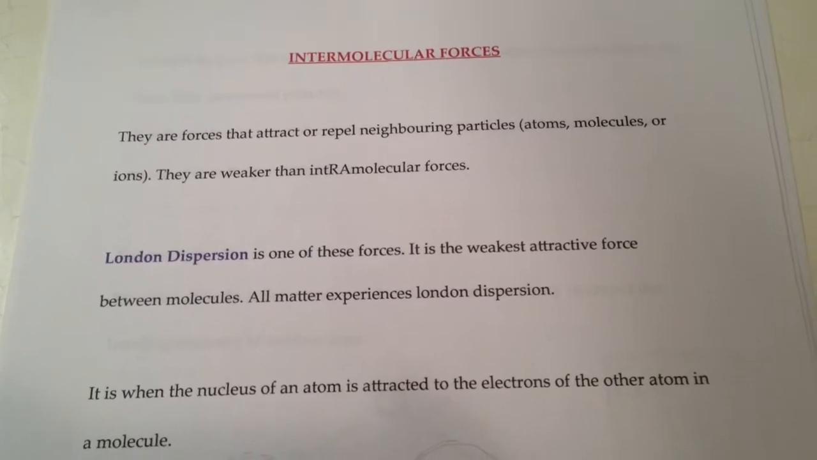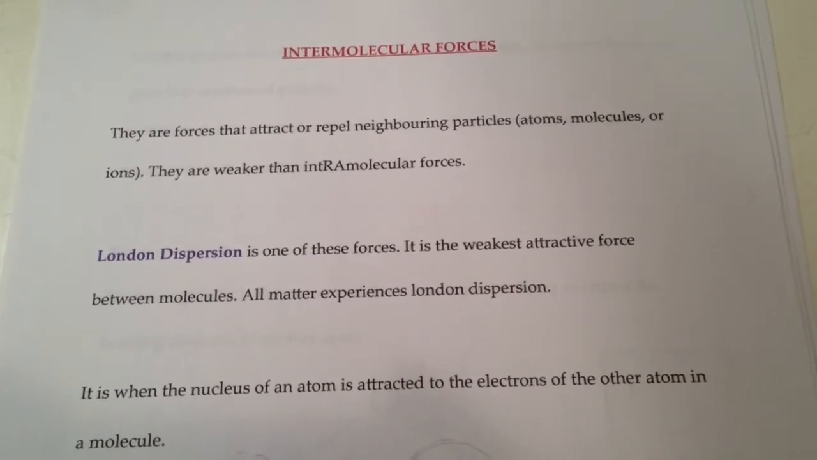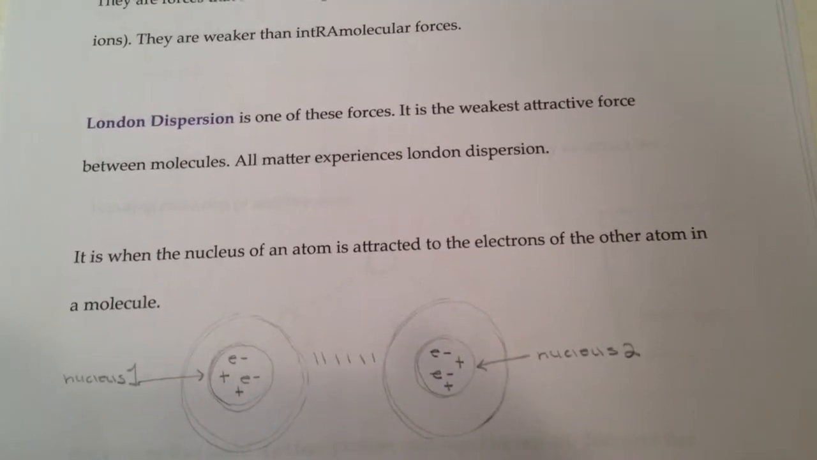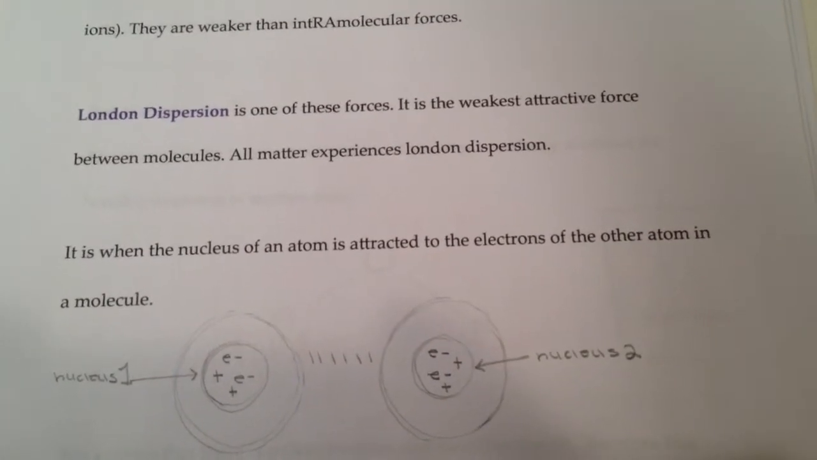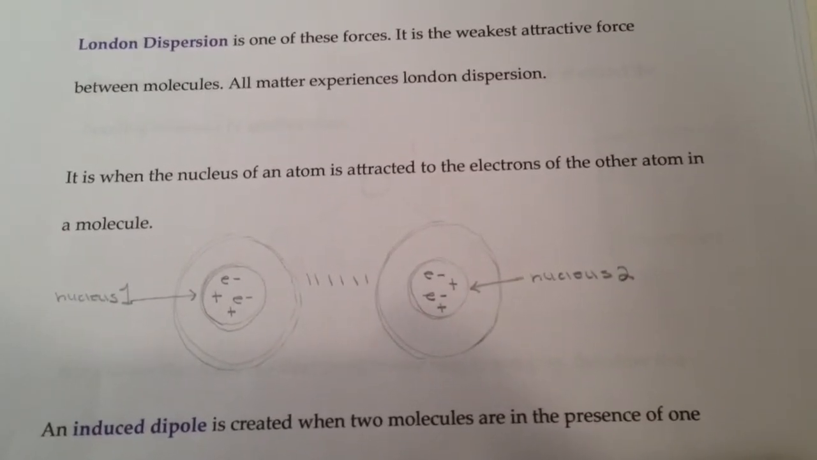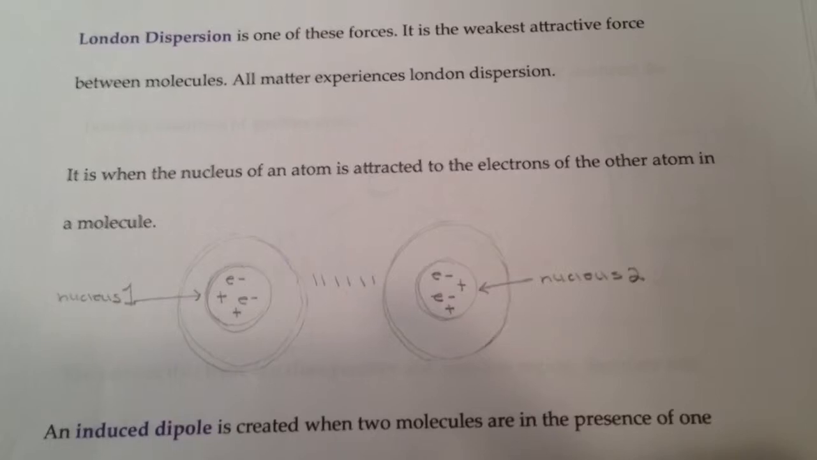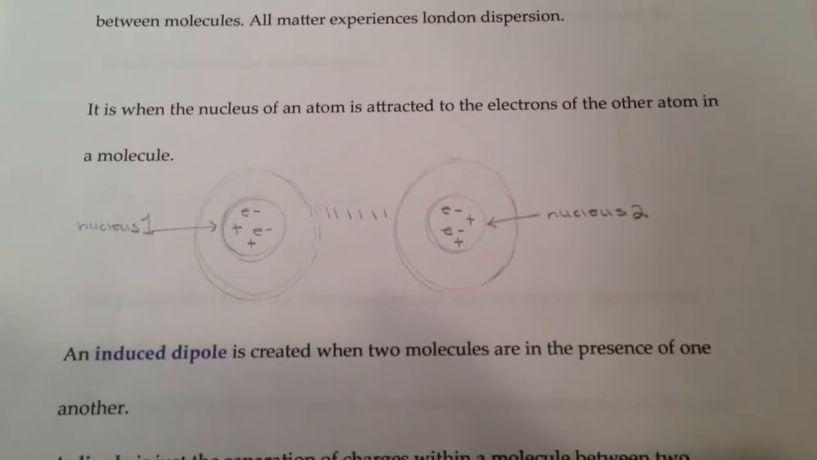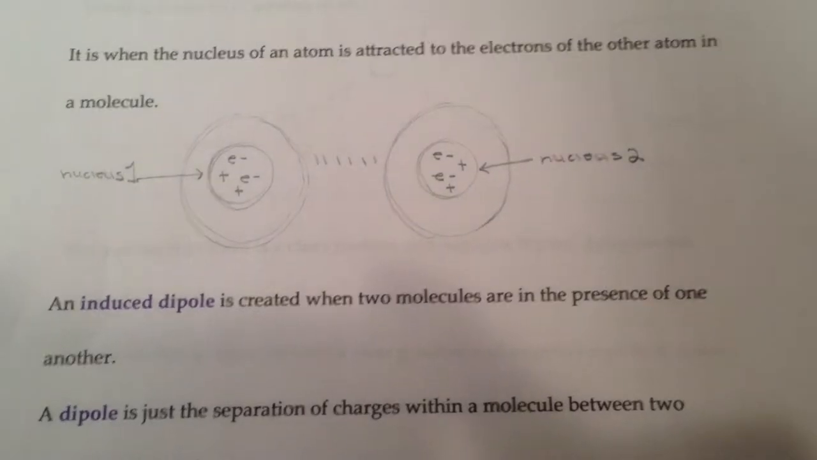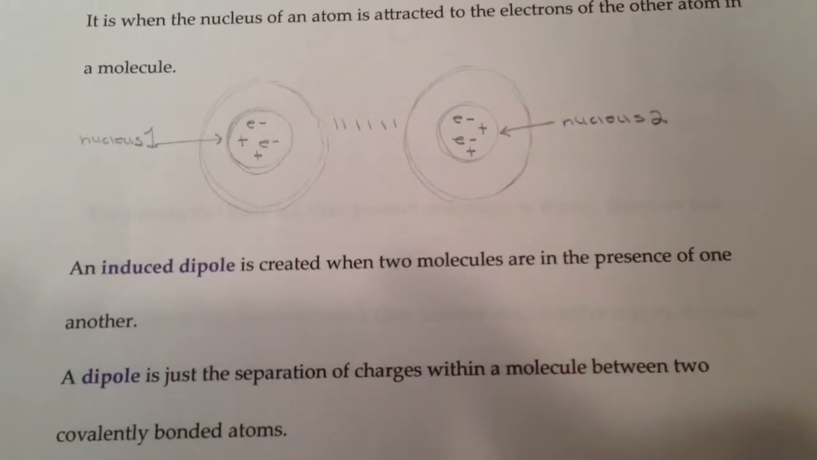It is when the nucleus of an atom is attracted to the electrons of the other atom in a molecule. So, nucleus 1 is attracted to nucleus 2. An induced dipole, which is what the example above shows, is created when two molecules are in the presence of one another. A dipole is just the separation of charges within a molecule between two covalently bonded atoms.